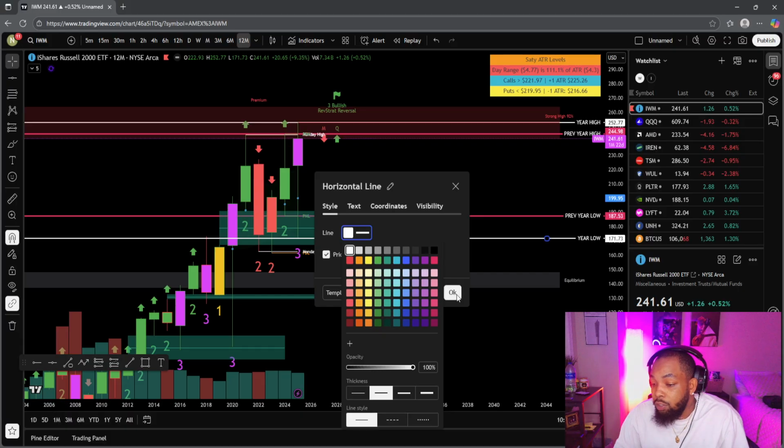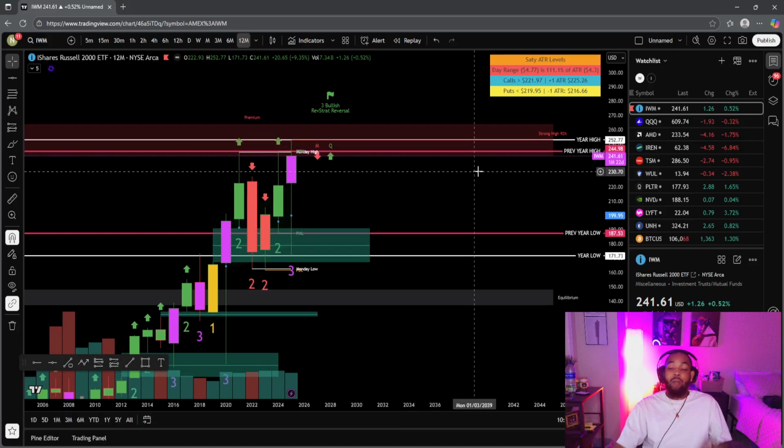Cool. So we'll mark that out. So now we got our previous year high, our previous year low, our current year's high, and our current year's low. And we're starting on the 12-month time frame. So once we work our way down from the higher time frame to the lower time frame, we get to see the picture. We're basically putting a puzzle together.